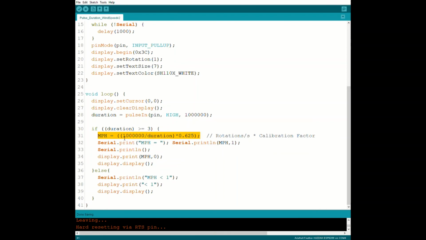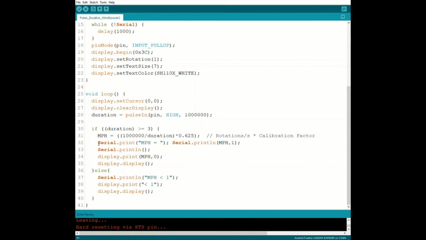Miles per hour equals 1 million microseconds, or 1 second, divided by the actual duration that I had. And that is then multiplied by 0.625. Now, there's been arguments and discussions about whether I should multiply it by 1.25 or whatever. This is really accurate. I took this thing out and tested it. I'll put a video out there. Drove it around the block in a car at 10 miles an hour, and it was plus or minus 1 mile an hour, accounting for wind and wind gusts and things like that, the entire trip around the block. So the math works out pretty well, actually.